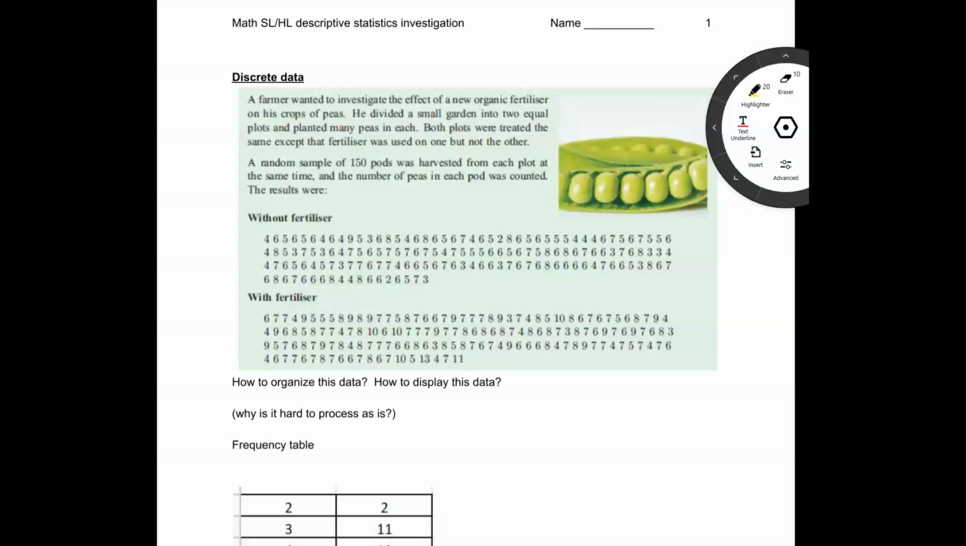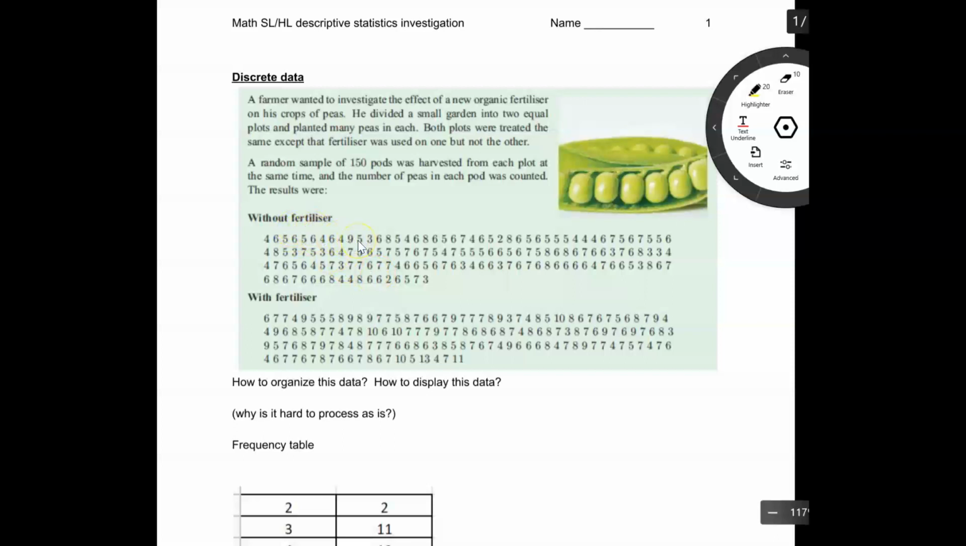Okay, so let's look at this first example, which is about peas in a pod. Peas come in these little green pods, and depending on the pod you get a different number of peas in each one. A farmer did a study of what was the difference between him using fertilizer or not, how many peas does he get in the pod. So the first set of data is without fertilizer, and you can see that there are many pods he opened up, and some of them had 4 and some of them had 5 and some had 6.